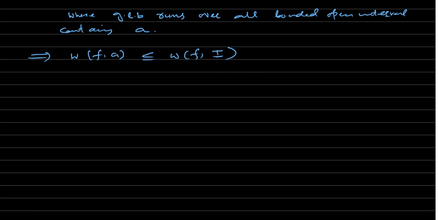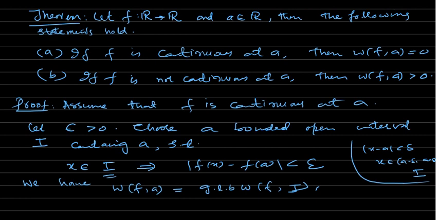So the oscillation of f over the interval I, you have to find, is equal to what? This is the least upper bound of f of x where x belongs to I, minus the GLB of f of x where x belongs to I. Since x is in I, you can apply this, you name it star. Whenever x is in I, this means |f(x) minus f(a)| is less than epsilon.